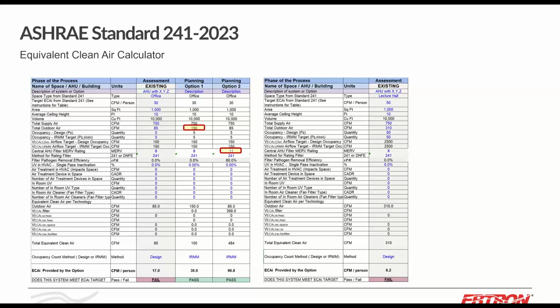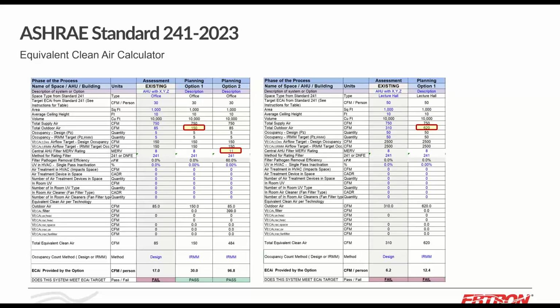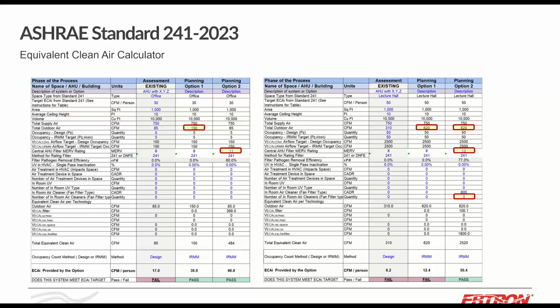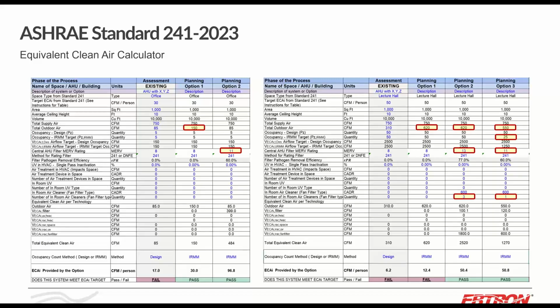However, if we look at another type of space, an electrohall, you can possibly get there by doubling the airflow. We went from 6.2 CFM to 12.4, and we need 50 CFM per person. So we have to add MERV 13 filters and 3 air cleaners in the space and double the airflow, or we have the opportunity to drop the number of occupants down. And that's one of the benefits of 241.